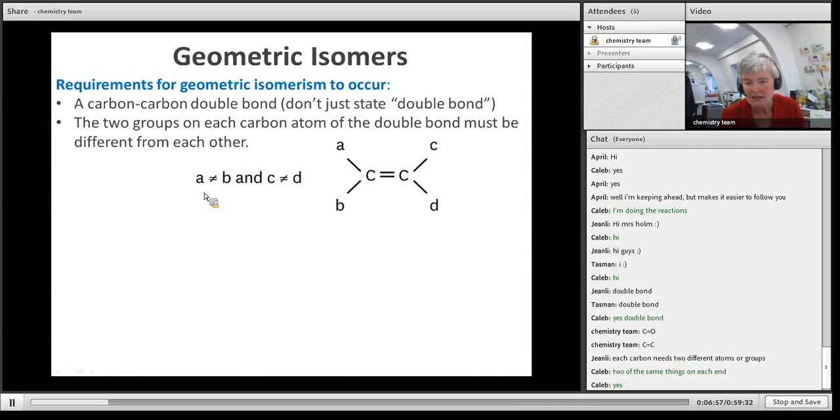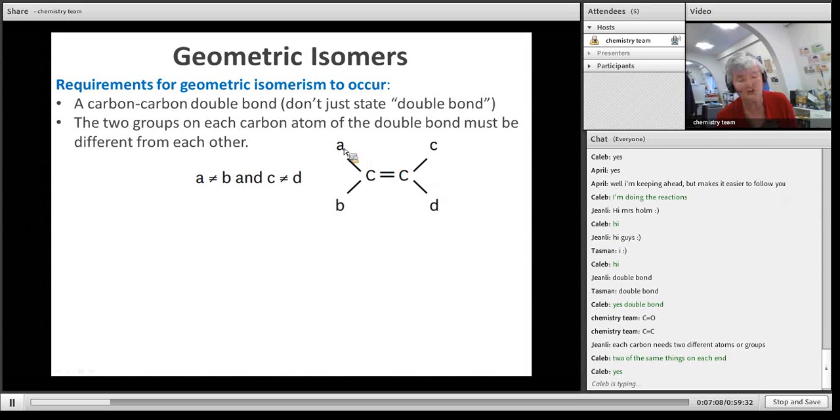So use symbols in your answers. You don't have to spend a lot of time writing out words if necessary. You could simply draw something like this and say A, B, C, D, where A is not the same as B and C is not the same as D. And that is telling you the same thing as the sentence over here: the two groups on each carbon atom of the double bond must be different from each other.